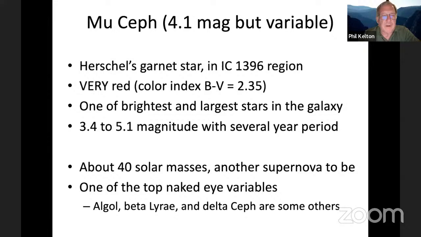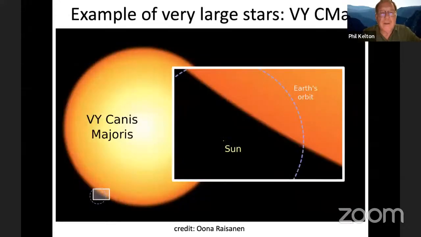I list several others: Algol, Beta Lyrae, and Delta Cepheus being 3 of the other best naked eye variable stars. This next one is an illustration not of Mu Ceph, but of another very large supergiant star, VY Canis Majoris. In it, you can see how small the sun is relative to the huge size of some of these supergiant stars.